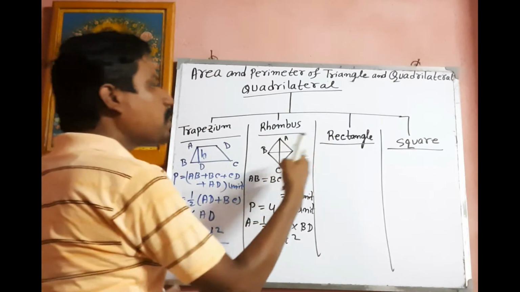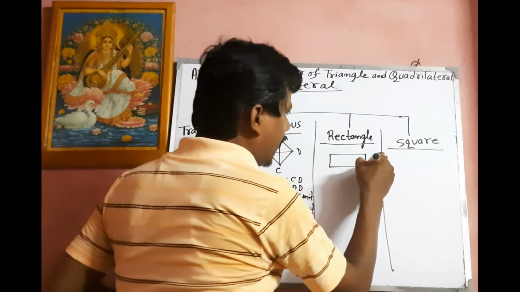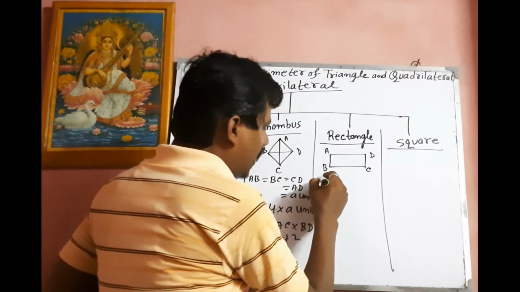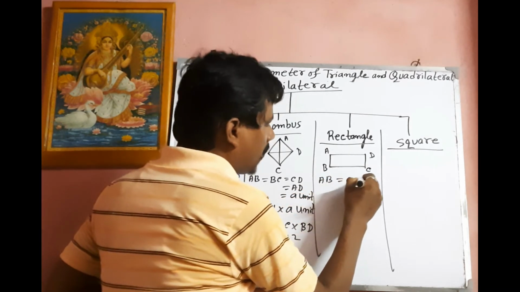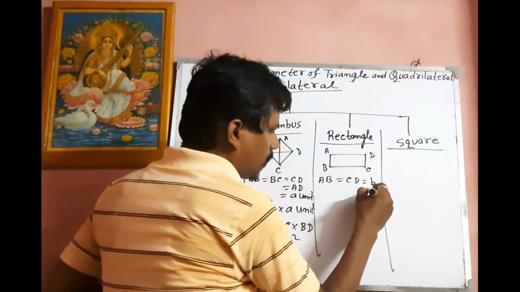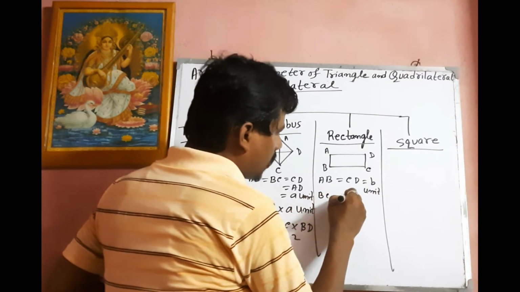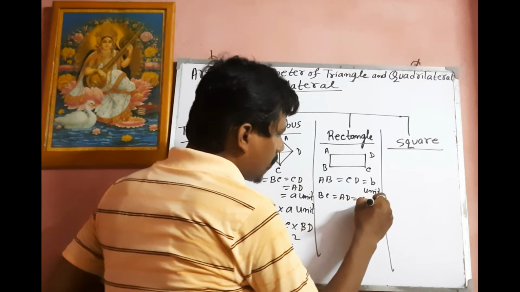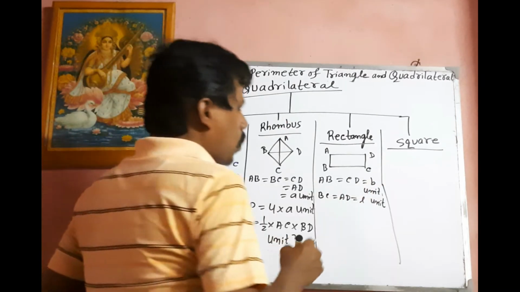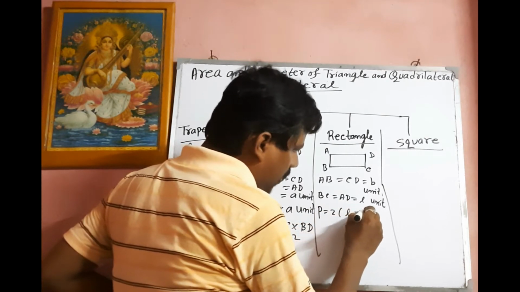Now we move to the next part, the rectangle. Suppose this is the rectangle ABCD. Then AB is equal to CD as P unit, and BC is equal to AD is equal to L unit. Now the perimeter will be 2 times of L plus B unit.